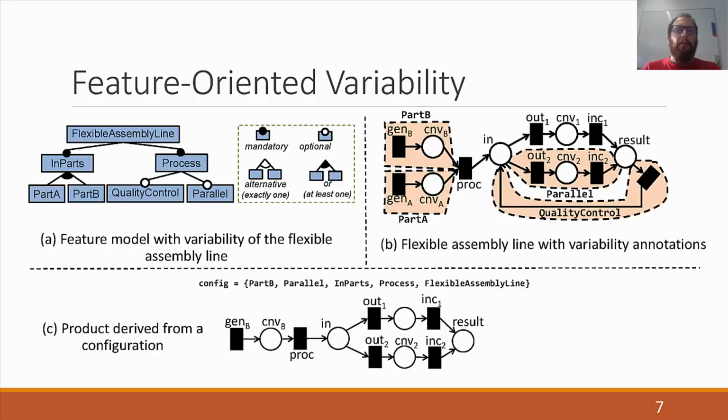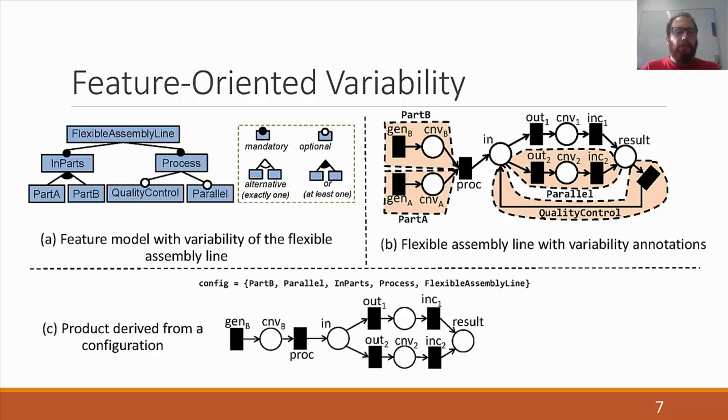Specifically, a model family is represented by a so-called 150% model that contains all the elements that may appear in models of the family. Such elements may be annotated with presence conditions, that is a logic formula over the features defined in the feature diagram. On the right side of the feature diagram, an example is depicted.